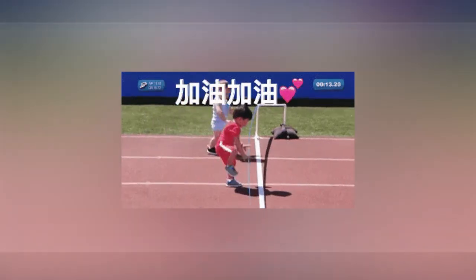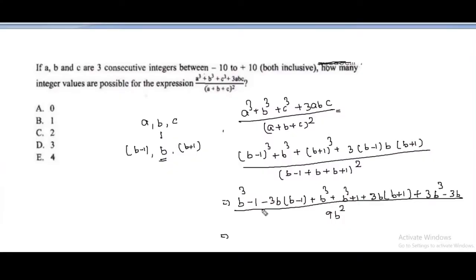So just do one more step, write it properly. That is B cube, B cube, B cube from the cubes, plus 3B cube, that is 6B cube. Minus 1 and plus 1 will cancel out, and minus 3B square and plus 3B square will be cancelled out, and we remain with plus 3B, and that 3B will be cancelled out, so plus 3B divided by 9B square. Now 3B can be cancelled out from the expression. So if I cancel out 3B, I'll get 2B square plus 1 upon 3B.